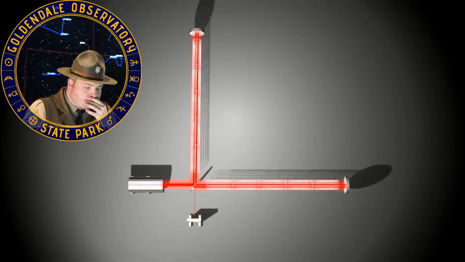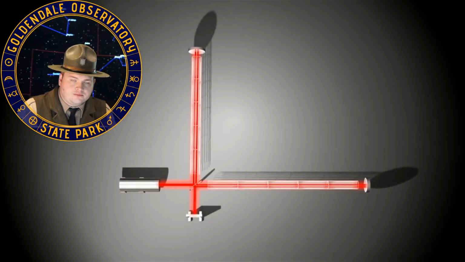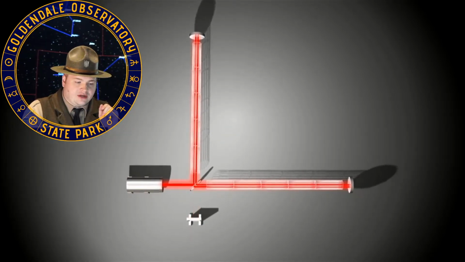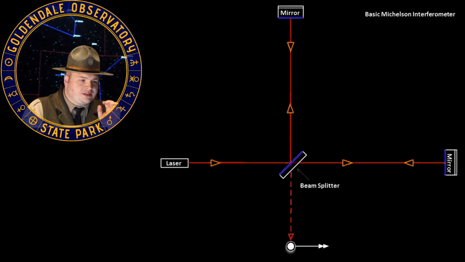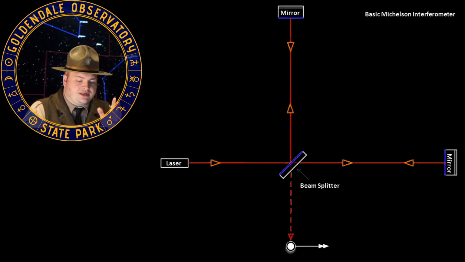Now, I told you that the tubes are 2.5 miles long. That is actually nowhere near long enough because they do something clever. Check this out. This is a basic Michelson interferometer. This is actually the design they use in LIGO.